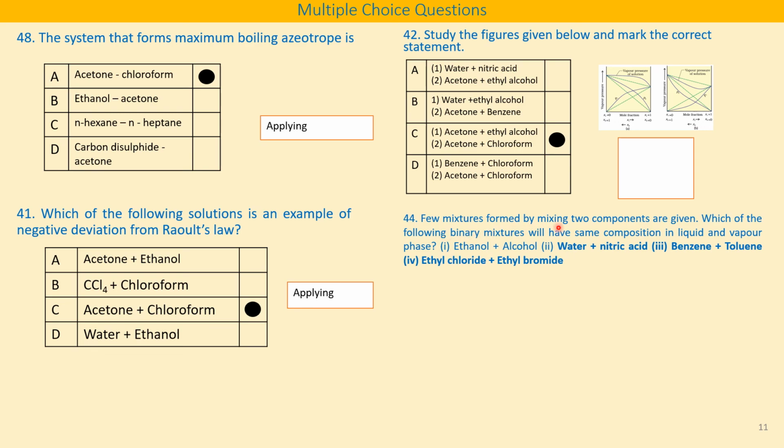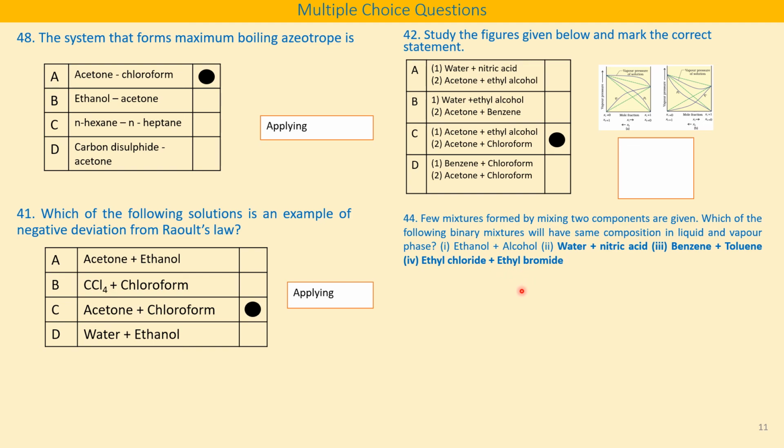A few mixtures formed by two components are given. Which of the following binary mixtures will have the same composition in liquid and vapor phase? So, number 1 is a mixture of ethanol plus acetone. Number 2 is water plus nitric acid. Number 3 is benzene plus toluene. Number 4 is ethyl chloride plus ethyl bromide.